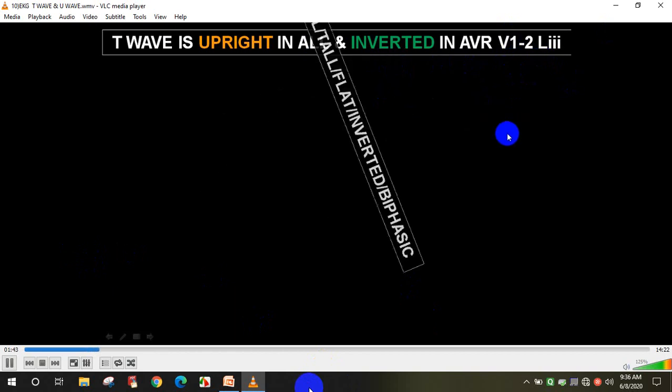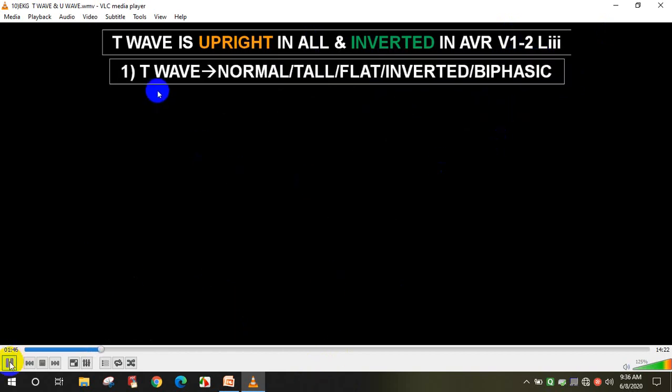In AVR, all complexes, that is the P wave, QRS complex and T wave, are inverted. While in V1, V2, there is a small R wave followed by an S wave. The T wave may be upright, may be inverted, or sometimes even biphasic. In lead 3 also, the T wave may be flat, upright or inverted. T waves are usually normal, meaning normal in amplitude and normal in duration.